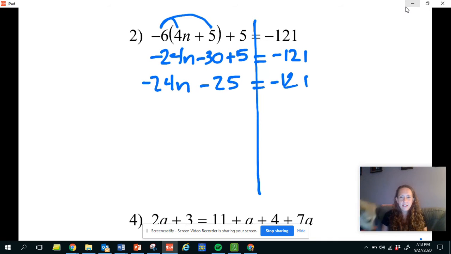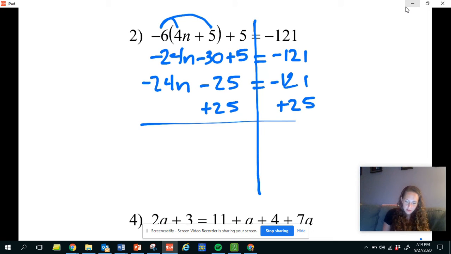So then the next thing I want to do is I want to actually start solving. So I'm going to add 25 to both sides. So these will cancel, and I'll bring down my -24n. And then we'll get -96.